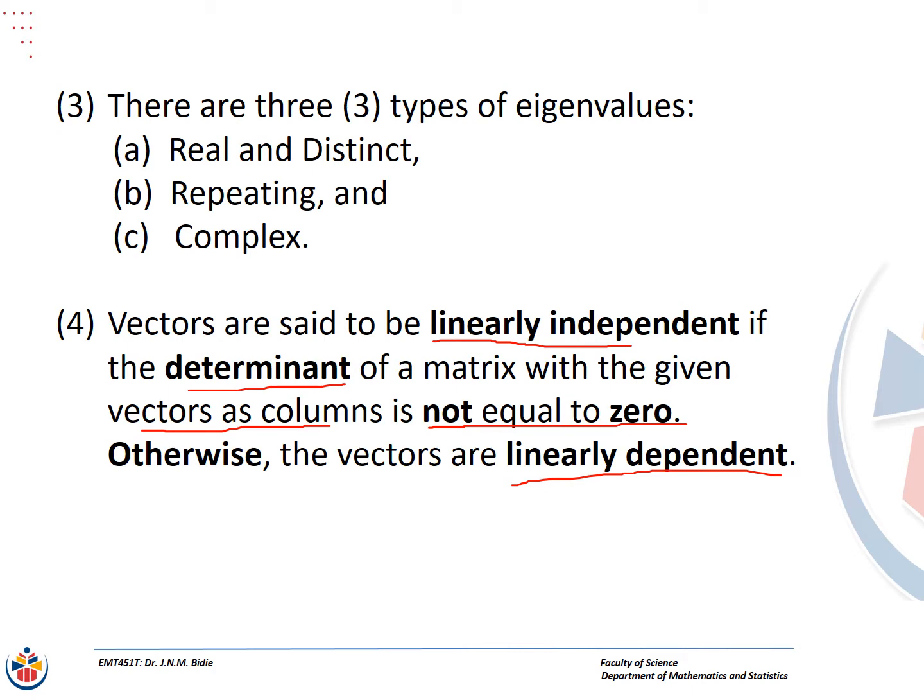Note the other way of finding out whether given vectors are linearly independent or linearly dependent. The linearly dependent vectors are easy to see. If one vector is a scalar multiple of the other vector, then you are able to say they are linearly dependent. What do I mean? If vector 1 has got entries 1, 2, and vector 2 has got entries 2, 4, you can note clearly that if you multiply vector 1 by 2, you will get vector 2. So that means these two vectors are linearly dependent. That's another way.